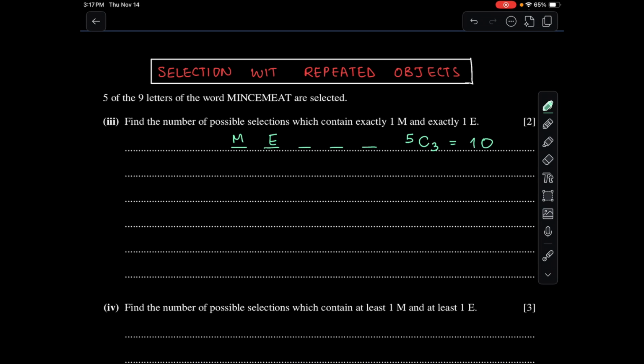Why is it 5 choose 3? Because we remove the M, we remove the E, we are left with how many? 1, 2, 3, 4, 5. So 5 choose 3. That's equal to 10.